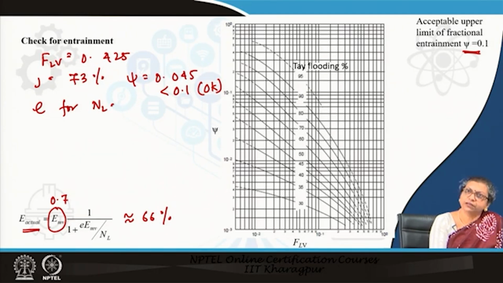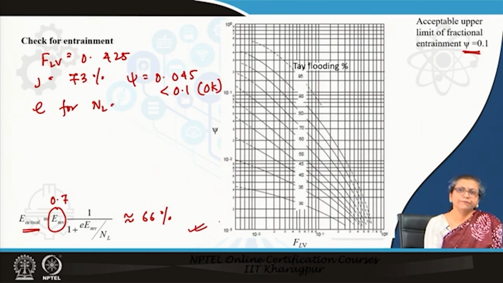If for your tray you can assume a higher Murphy efficiency, definitely you will get a higher E actual. We find that these two are not much removed. So, therefore, this design is okay as far as entrainment is concerned. So, after entrainment, what should be the next thing that we should be checking up?